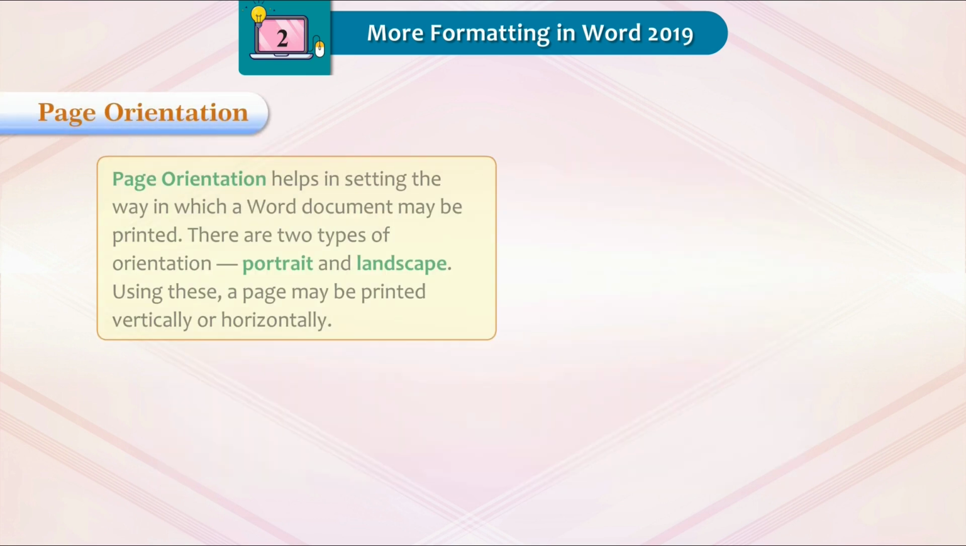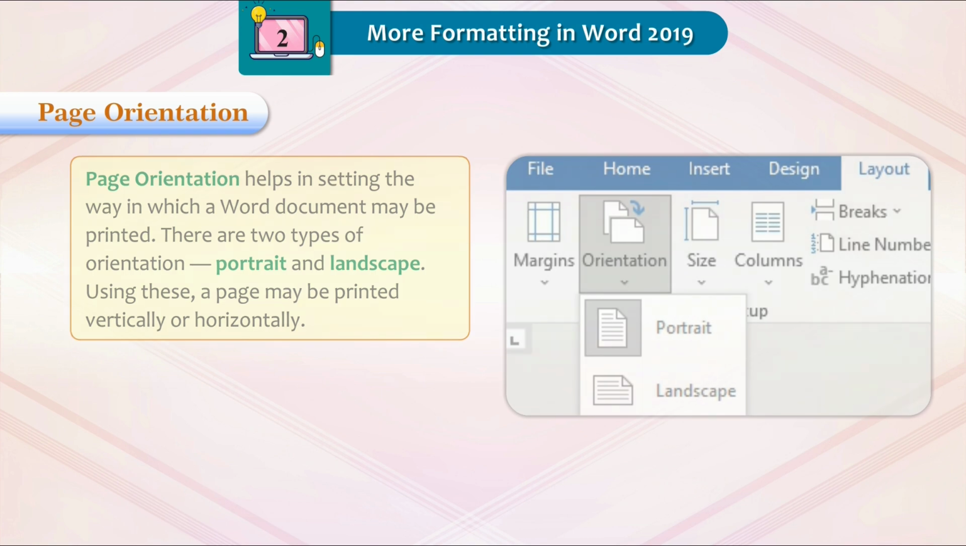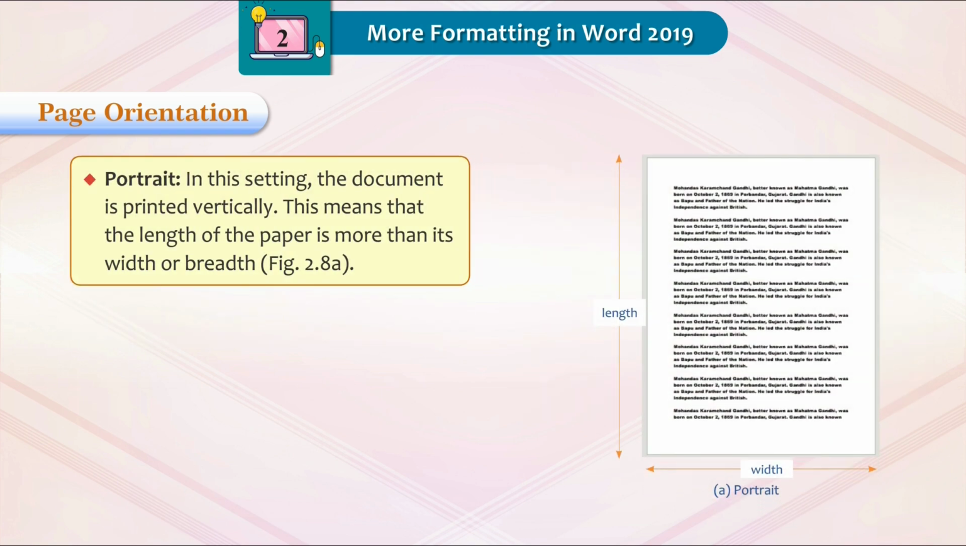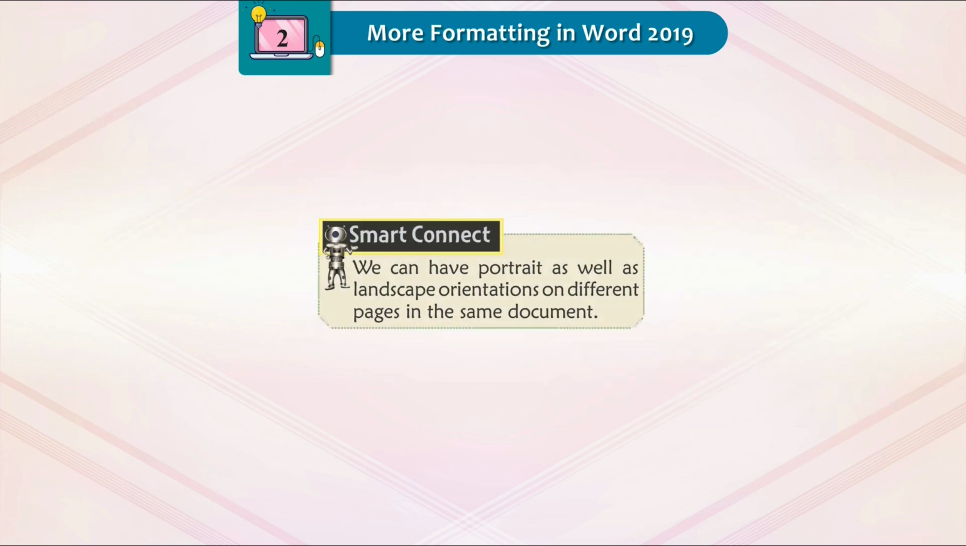Page orientation. Page orientation helps in setting the way in which a Word document may be printed. There are two types of orientation, portrait and landscape. Using these, a page may be printed vertically or horizontally. Portrait. In this setting, the document is printed vertically. This means that the length of the paper is more than its width or breadth. Refer to Figure 2.8a. Landscape. In this setting, the document is printed horizontally. This means that the width or breadth of the paper is more than its length. Refer to Figure 2.8b.